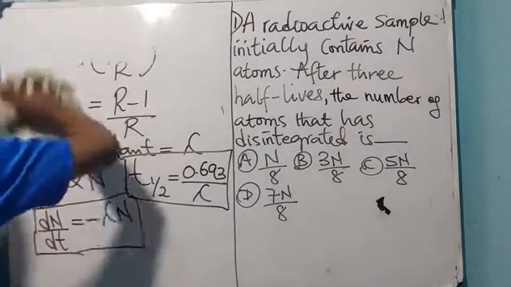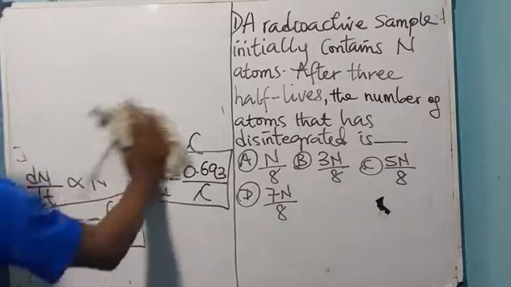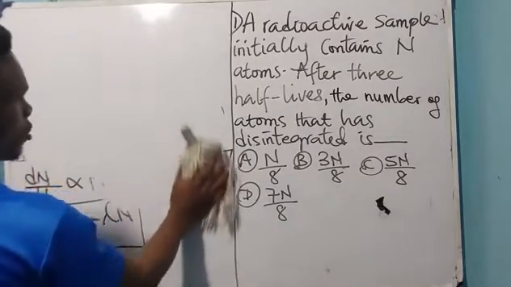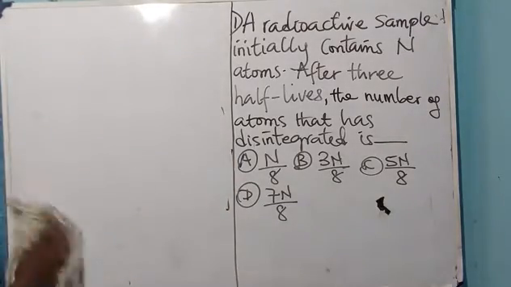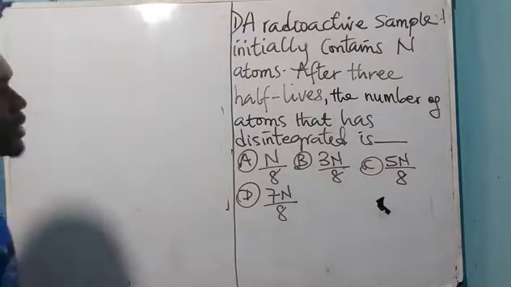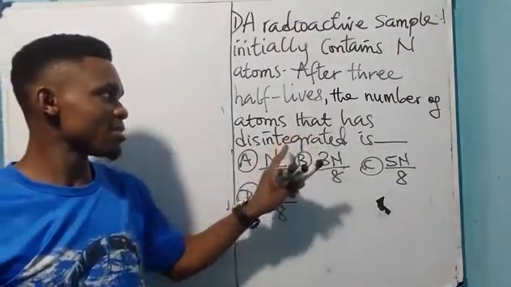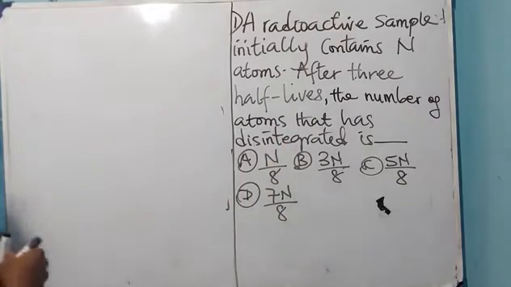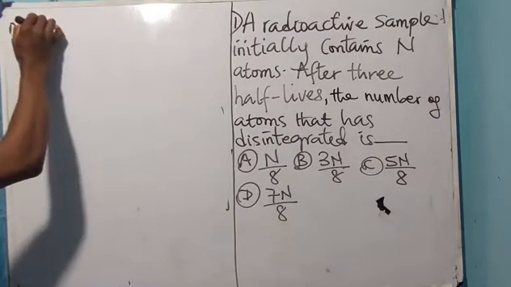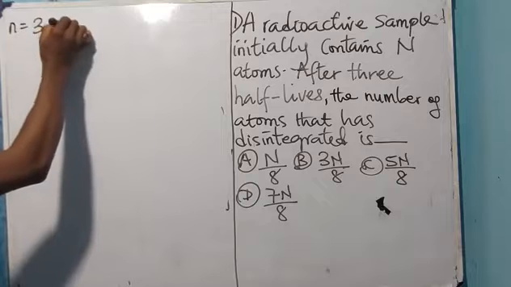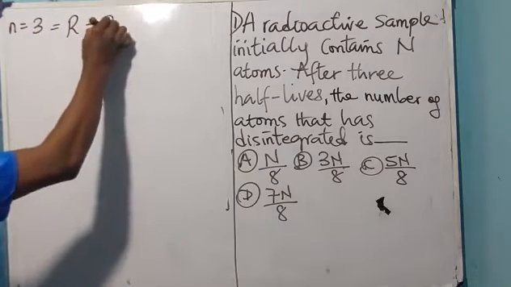It said a radioactive sample initially contains N. After three half-lives, the number of atoms that has disintegrated is? Now the number of half-lives is equal to 3. And I told us that R is equal to 2^n.